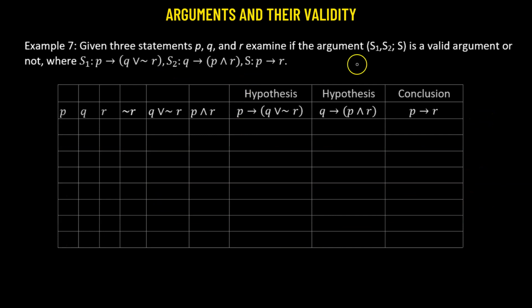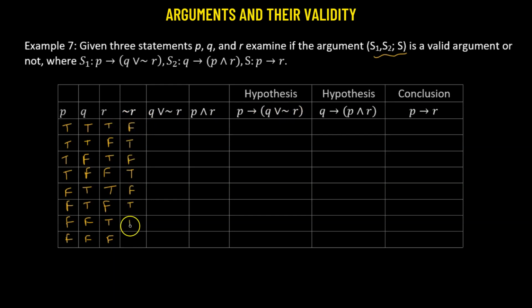So we'll test the validity of this particular argument. So let's start. We have three statements here, P, Q, and R. So their truth values will be, let's list out all the possibilities. Now, in order to find out the hypotheses, we need a few statements that we need to take care of. For instance, we need to find the truth values of negation of R. So negation of R will be simply flipping the truth values of R. Now we take Q or not R. So this will be true when one of them is true. So true, false, true, true, true, true.